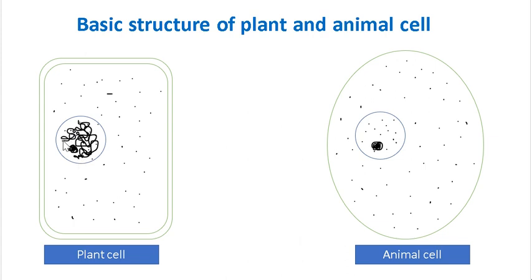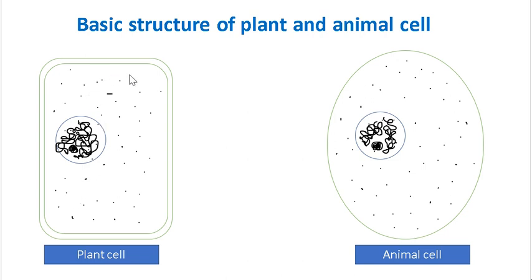During cell division, these chromatin fibers condense and form thick structures. We call them chromosomes. So chromatin fibers are present inside the nucleus, and in the chromatin fiber DNA is mainly present, which is the basis of the hereditary units.